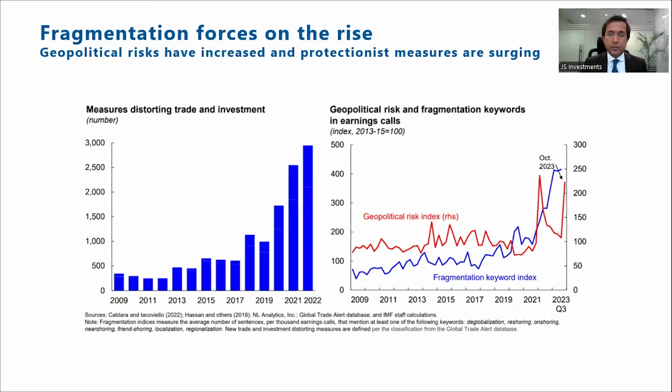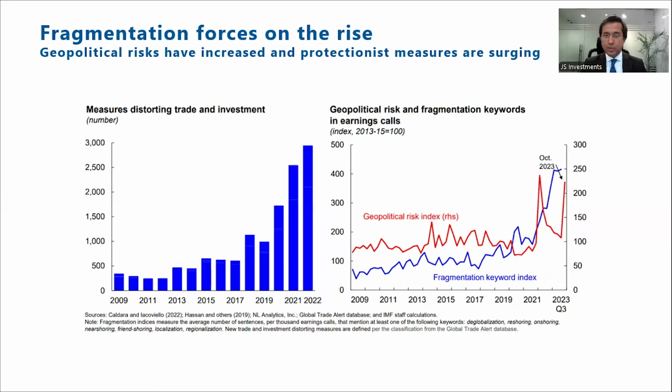In this slide, on the left-hand side, you can see these bars, and these are numbers basically. In 2022, 3,000 different measures were introduced restricting trade between different countries. These measures have actually tripled from 2019 to 2022. So this precisely talks about trade restrictions.